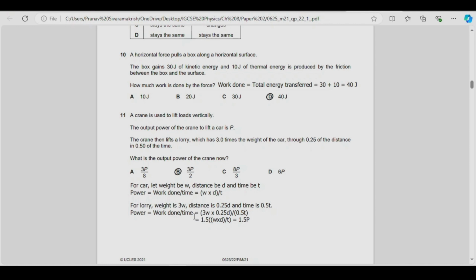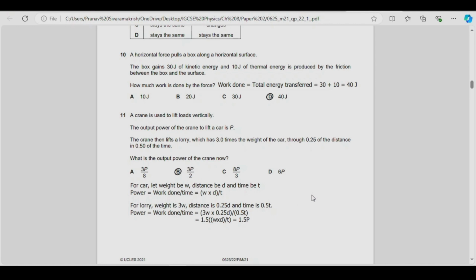And then when we take the constants out, we do 3 times 0.25 divided by 0.5. We know that 0.25 divided by 0.5 is a half, and then a half multiplied by 3 is 1.5. So taking the constants out, we essentially have 1.5 multiplied by w times d divided by t, and we know that w times d divided by t is essentially p. So what we have is 1.5 times the power. So the crane is exerting 1.5 times the power to lift the lorry that weighs 3 times as much as the car through a quarter of the distance that the car was lifted in half the time. So again, 1.5 can also be expressed as 3 by 2. So B is the right answer there.